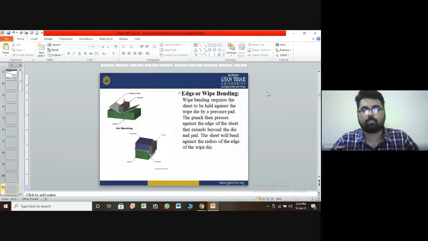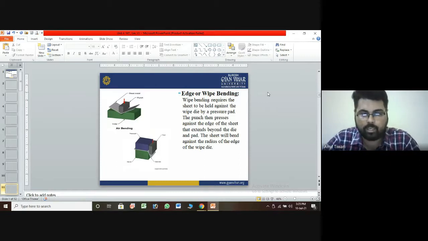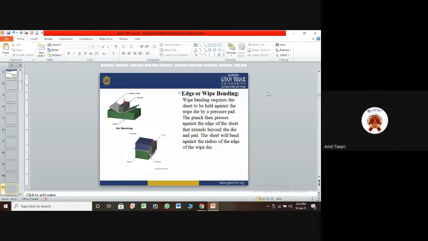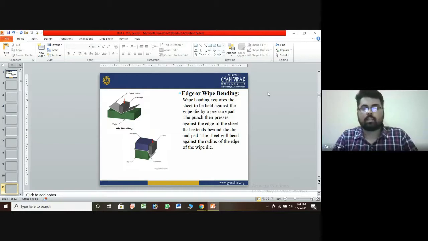Wipe bending requires the sheet to be held against the wipe die by a pressure pad. The punch then presses against the edge of the sheet that extends beyond the die and pad. So the sheet will be bent against the radius of the edge of the die. This will be formed. I hope you understand. This is the shape, and a wipe or bending type of die is required for it.